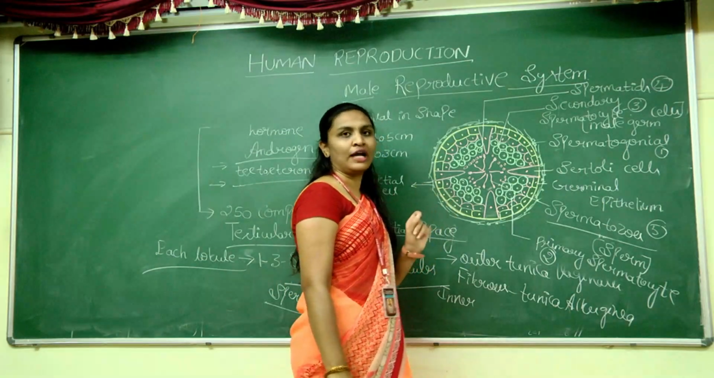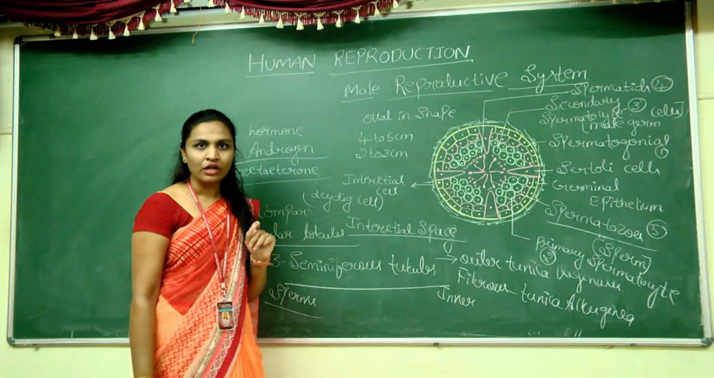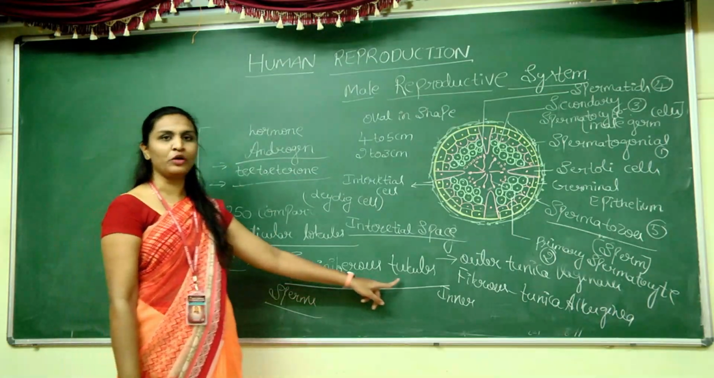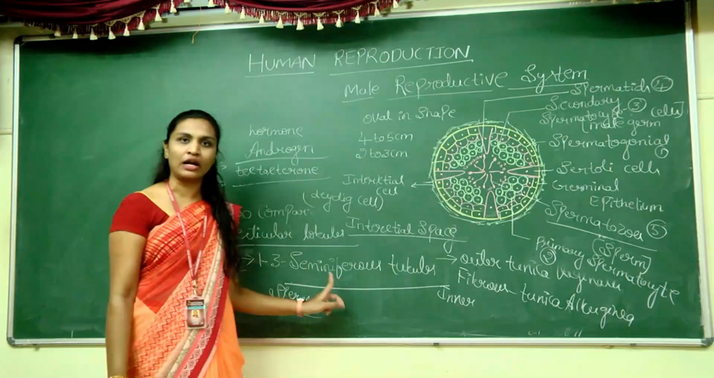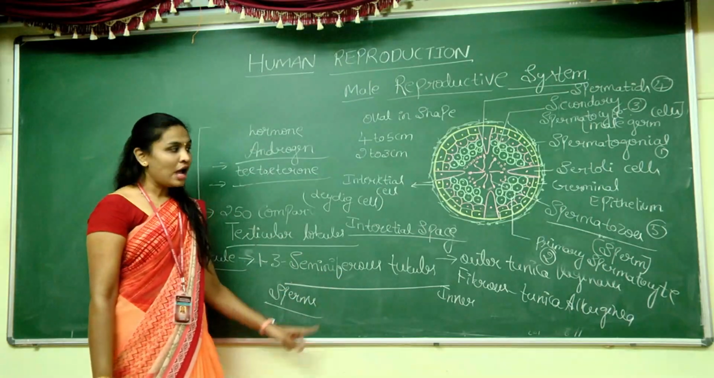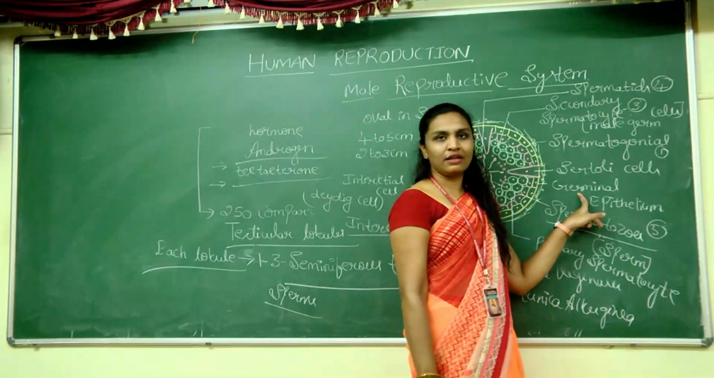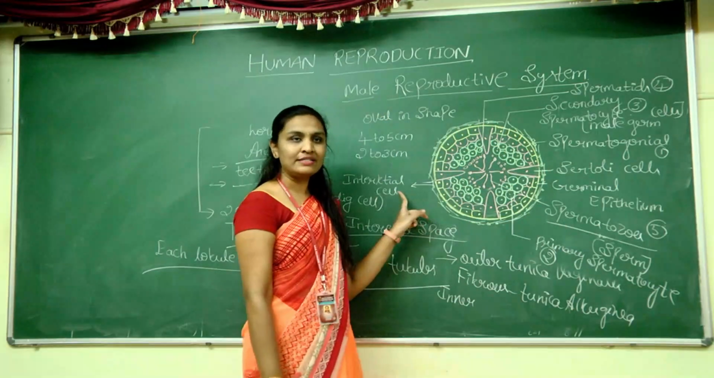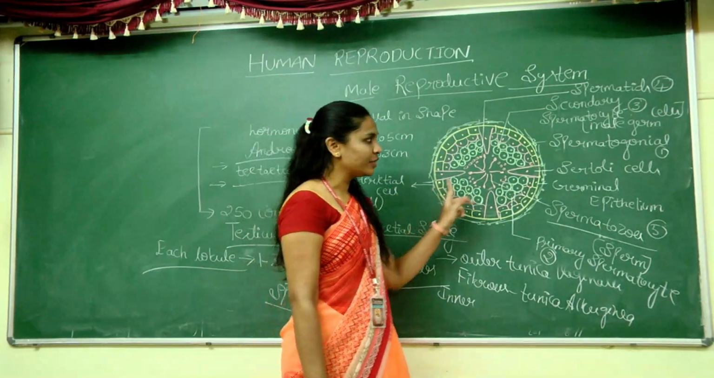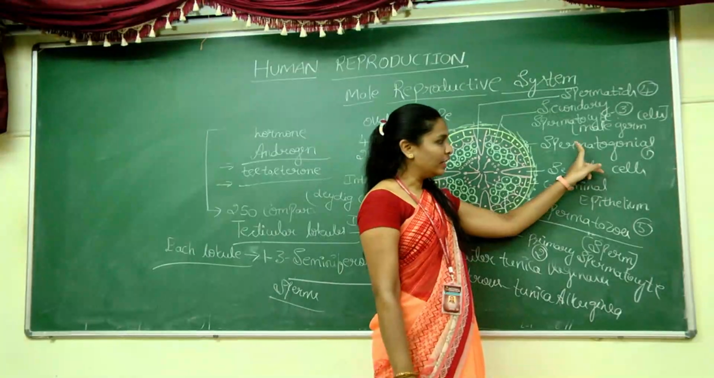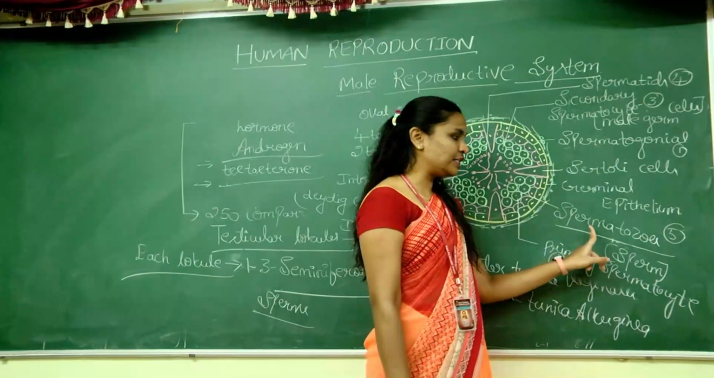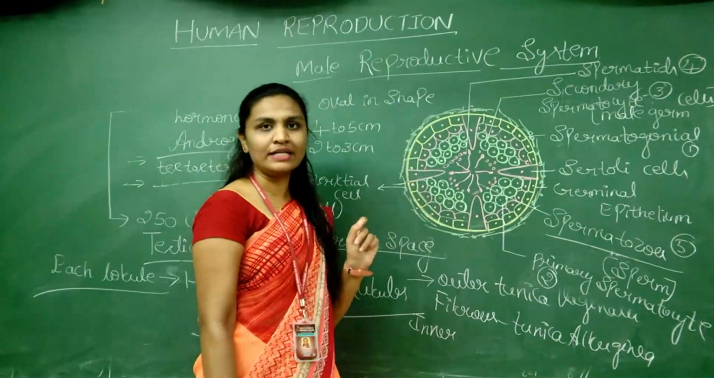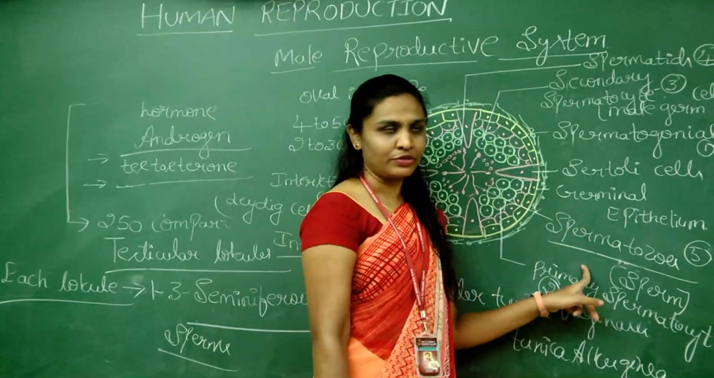Testes contain 250 compartments. They are testicular lobules. Each lobule contains 1 to 3 highly coiled structures. They are seminiferous tubules. Seminiferous tubules are the structural and functional unit of the testes. Each seminiferous tubule is lined with germinal epithelium, and on its inside by 2 types of cells. The first one is the spermatogonial cell, which undergoes meiotic division and leads to sperm formation. The second one is the Sertoli cell, which provides nourishment to the developing sperms.